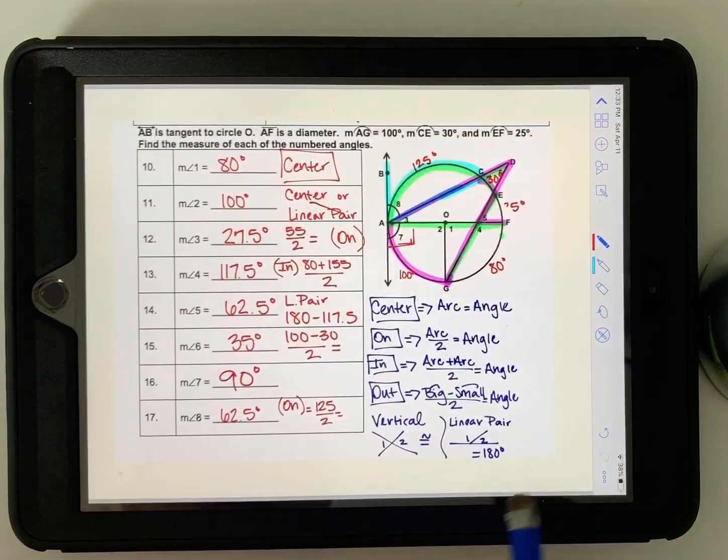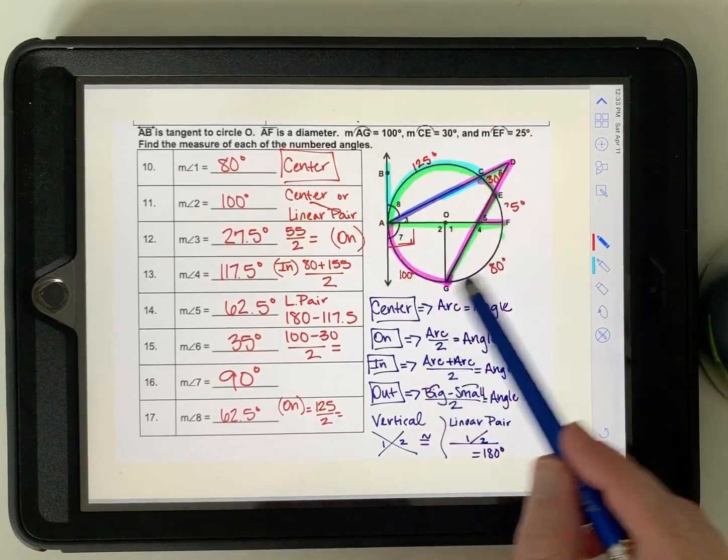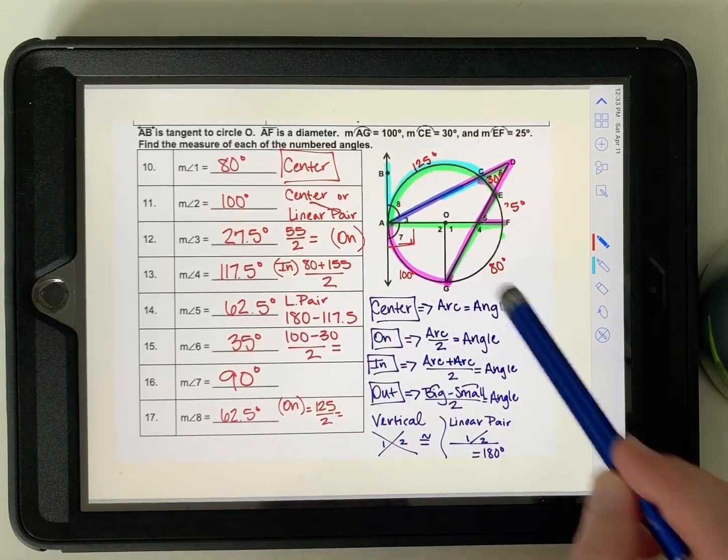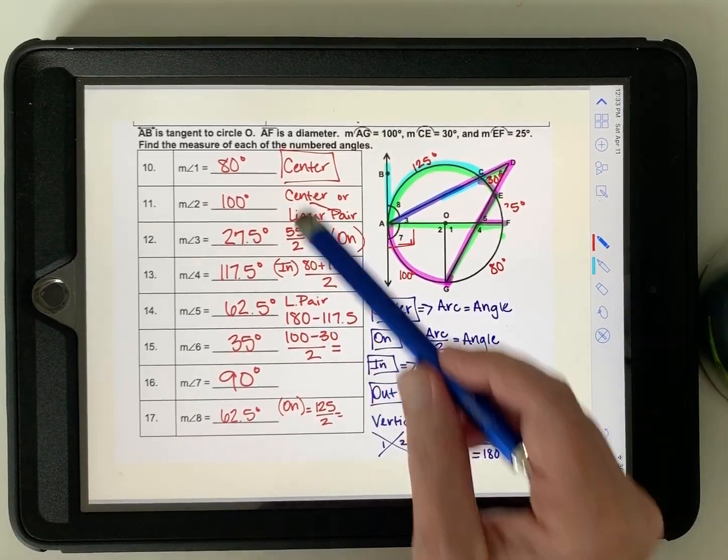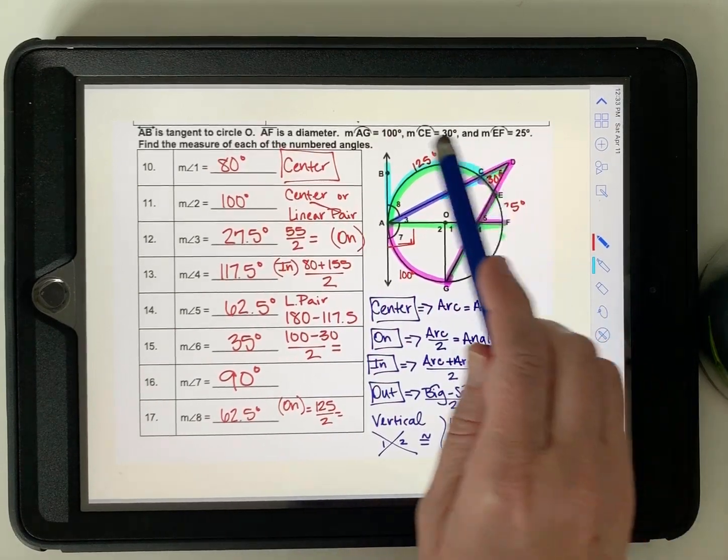So as you're working on this, just find all your missing arcs first, make sure you have your formulas, look for vertical angles and linear pair to help simplify it down a little bit for you, and then just start finding your angles. It's just a big puzzle.